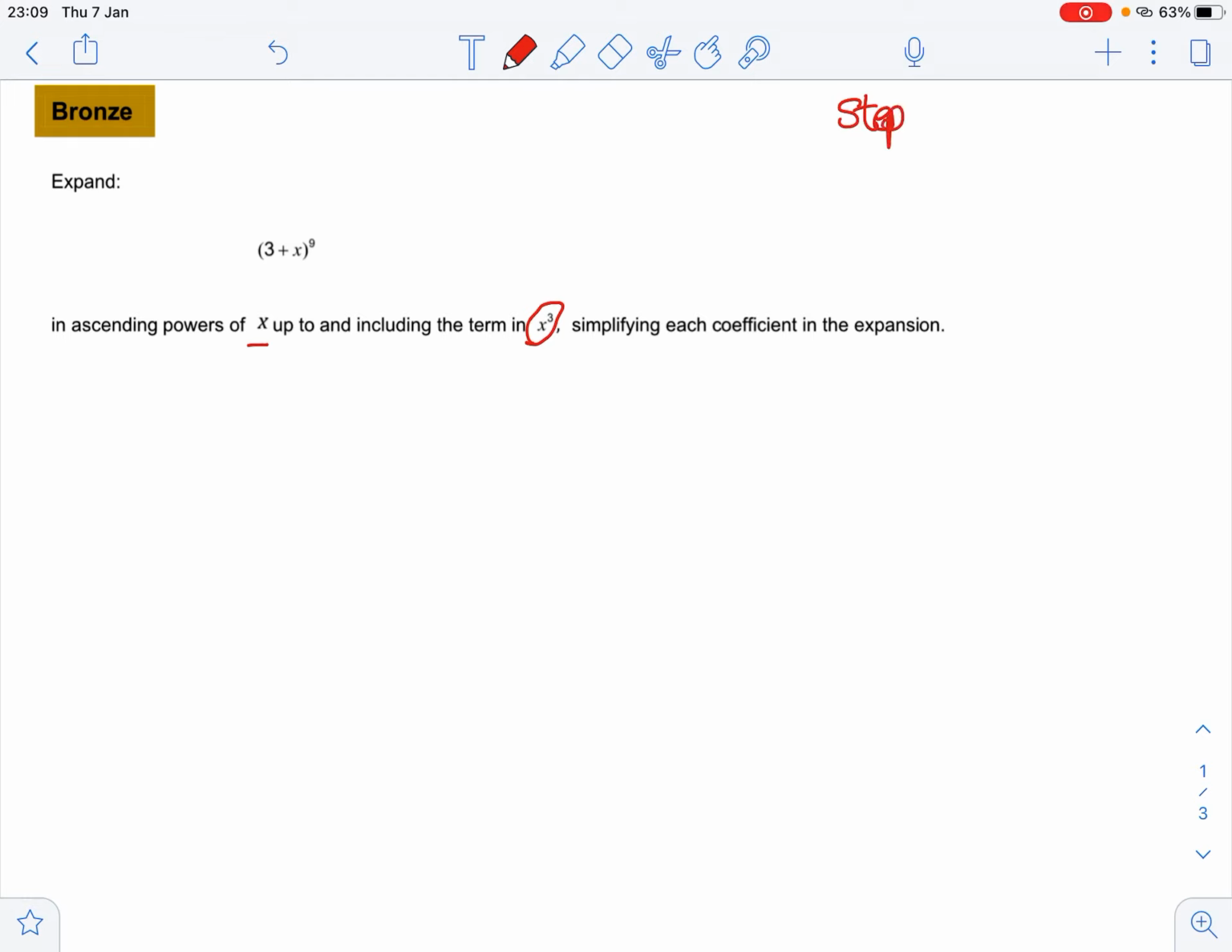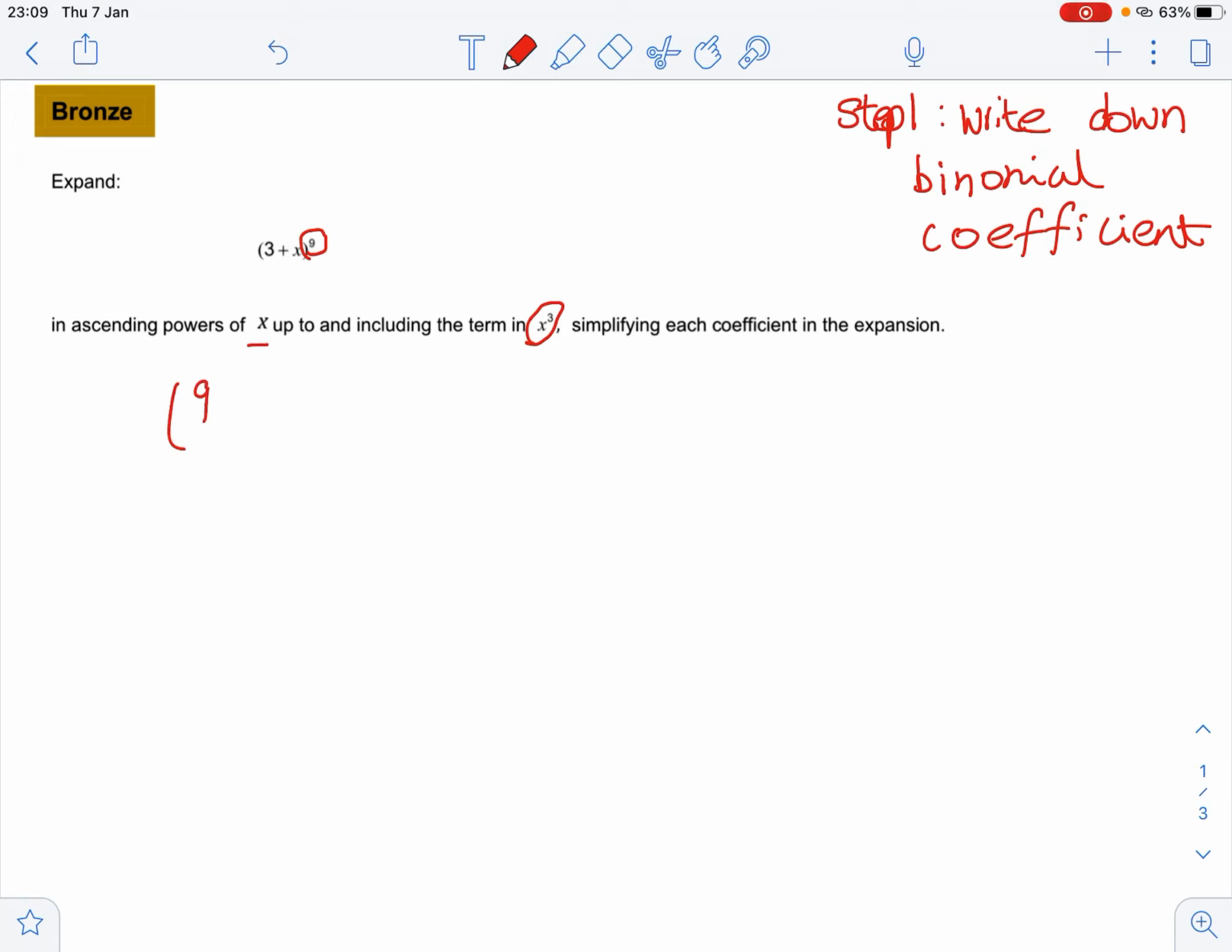So step 1. Write down the binomial coefficient. So, how are we going to do this? We know that it is to the power of 9. So the first one would be 9C0.